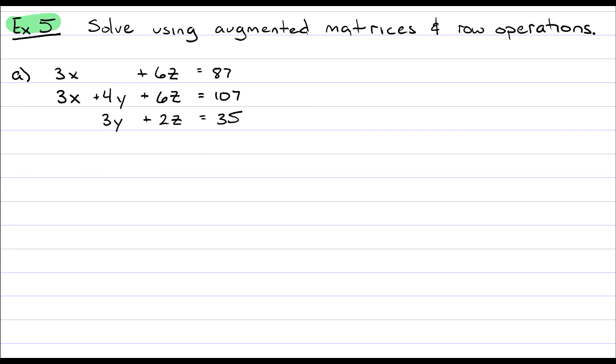In example 5, we finally get to the fun part where we start to solve systems of 3 equations, 3 unknowns using augmented matrices and row operations by hand. I'll tell you now that, especially if this is your first time working these sorts of problems, they can be a little complicated and it can be confusing at first.